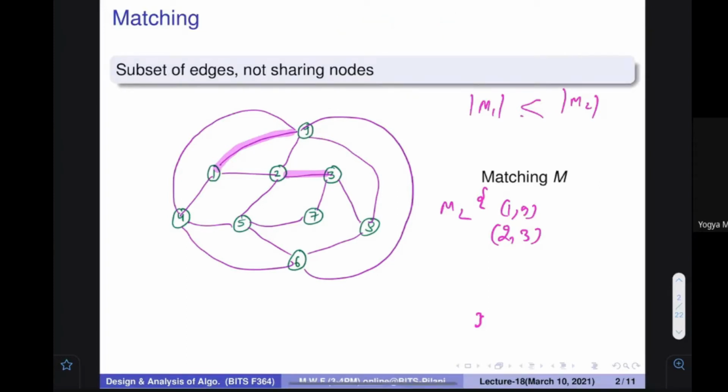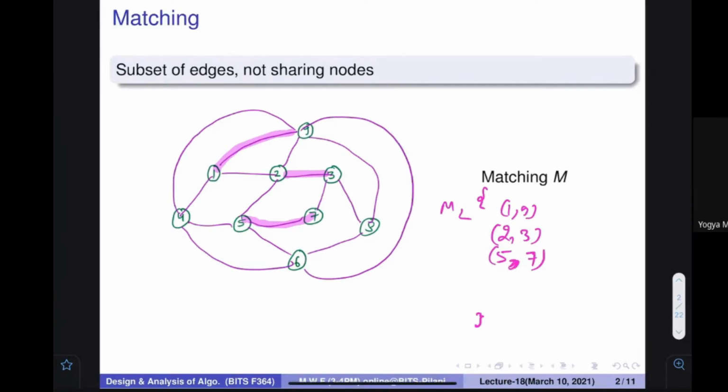So can you give me more? Anybody, please type. Can you give me more? 5 7. Okay, very good. So 5 7. I'm going to have 5 7. Okay, anything else?